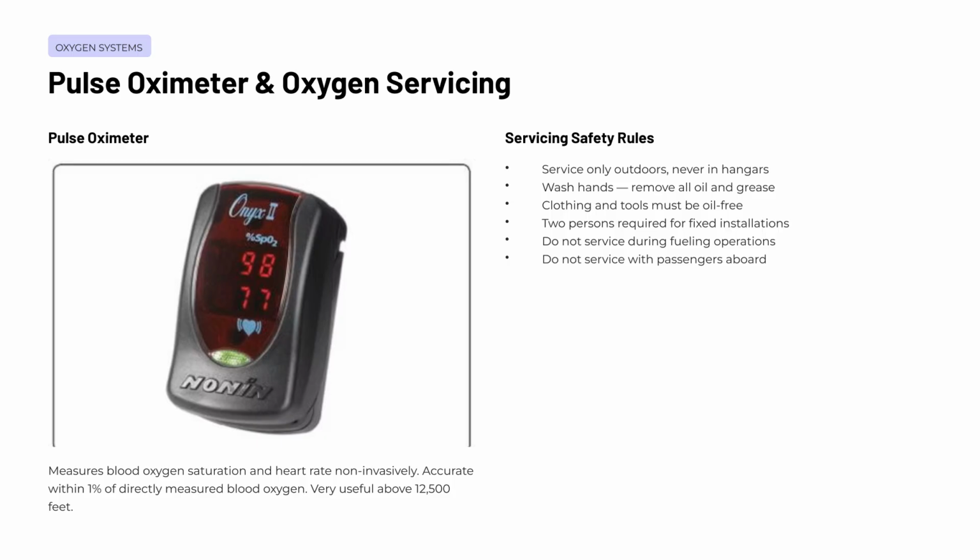When it comes to servicing oxygen systems, safety is non-negotiable. Oxygen reacts violently with petroleum-based products, so all servicing must be done outdoors, never inside a hangar. Before you touch any equipment, wash your hands thoroughly and remove all traces of oil and grease. Your clothing and tools must also be completely oil-free. Fixed oxygen installations require 2 persons present during servicing. You must never service an oxygen system while fueling operations are underway, and passengers must not be aboard the aircraft during the process. These rules exist because oxygen under pressure, combined with any hydrocarbon contamination, can cause a catastrophic fire or explosion. There are no shortcuts here.